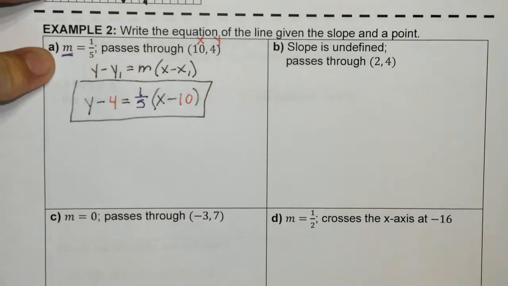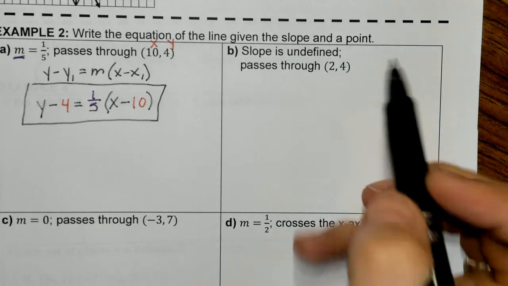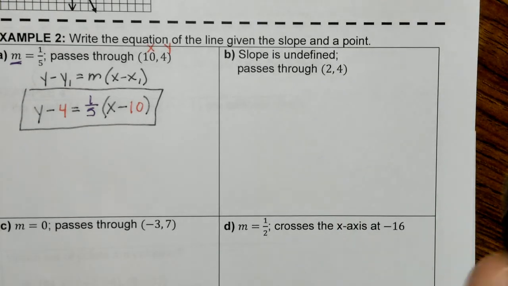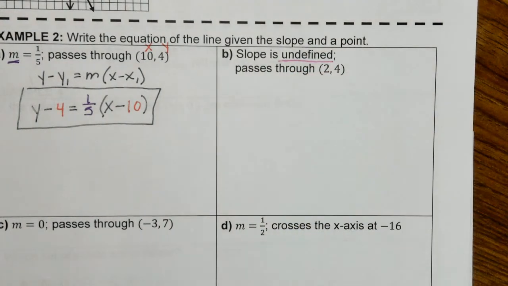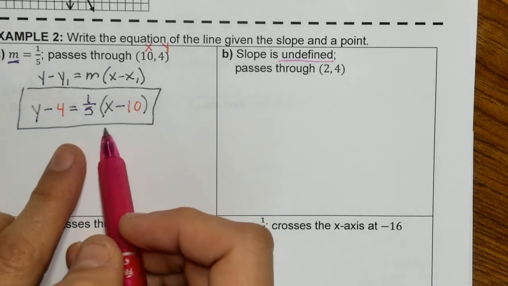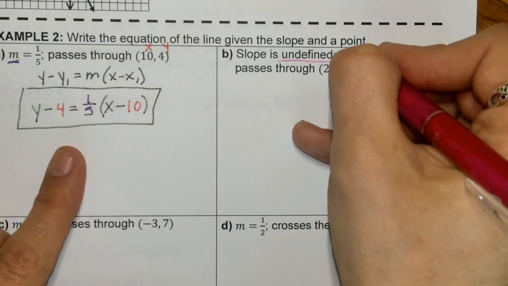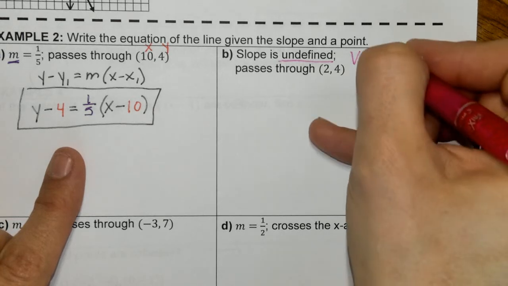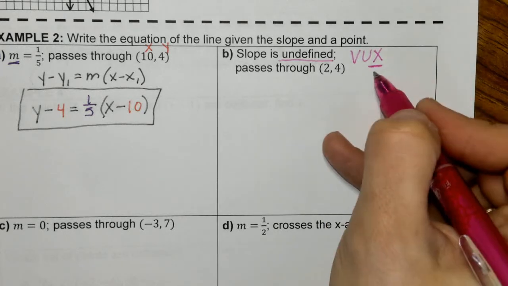Just substitute in. Now the next one, our slope is undefined, and it passes through the point (2, 4). When we have an undefined slope, we need to remember something here. With an undefined slope, we don't have y equals mx plus b, and we can't put it in point-slope form, because we don't have anything to put in for m. So what we need to remember is VUX: because we have undefined, the U is undefined, and this tells us we're going to have x equals a number.